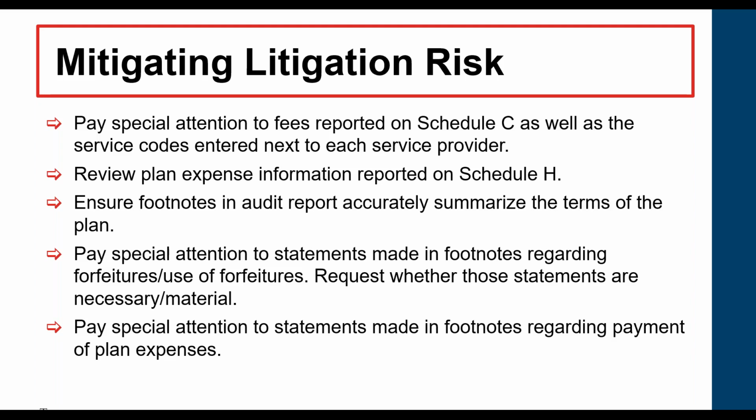Make sure the footnotes accurately summarize the terms of the plan. We talked about that. Pay special attention to statements made in footnotes regarding forfeitures and use of forfeitures. Even ask whether those statements are necessary. On the next page, I'm going to explain why I'm saying this, but I've seen footnotes, because I've been focused on this, that say the plan had $10.21 in forfeitures, and it used that amount to offset expenses. Is that material?